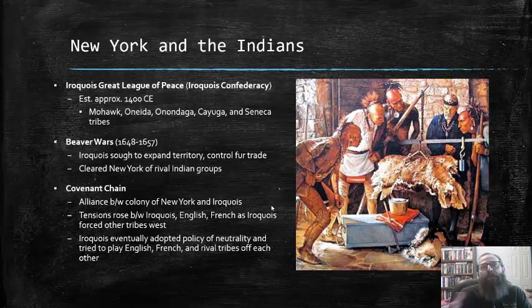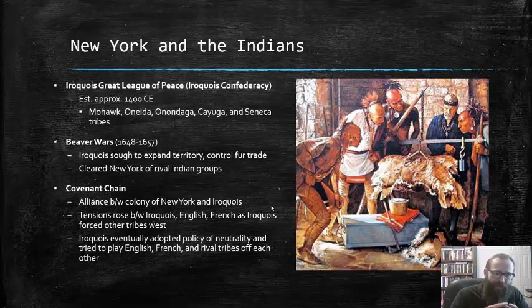Now, the rise of Iroquois power led the government of New York into an alliance with the Iroquois that was known as the Covenant Chain. But this alliance actually increased tensions in the region as the Iroquois, the English, and the French all vied for power and control in this region. And as the Iroquois forced those other tribes west, which then had to confront the French presence and the French allied tribes in those regions, which increased the tensions moving westward as well.